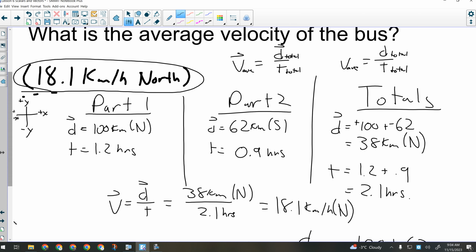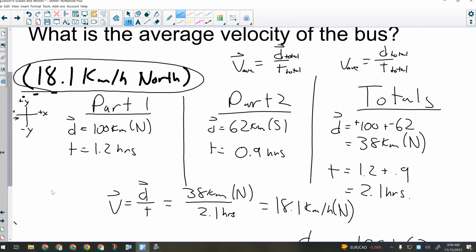Okay, so is that a whole lot more difficult or different than what we just did a minute ago with the simple problems? It's really two simple problems put together. That is really all it is. You're still using V equals D over T. You just have to recognize what a multi-part trip looks like when you put it together.